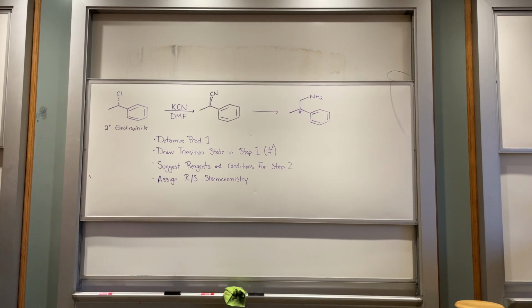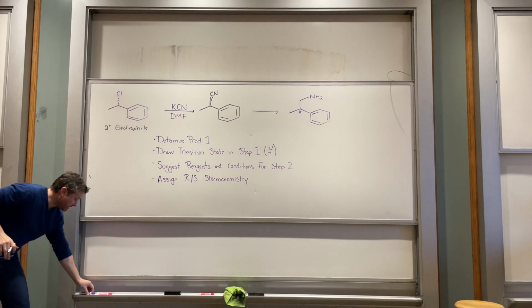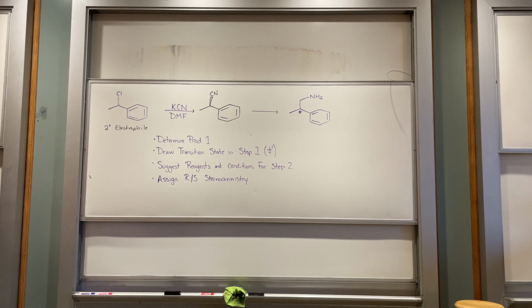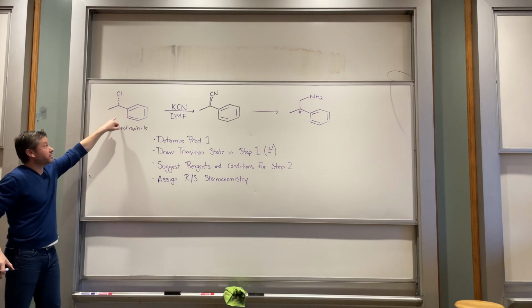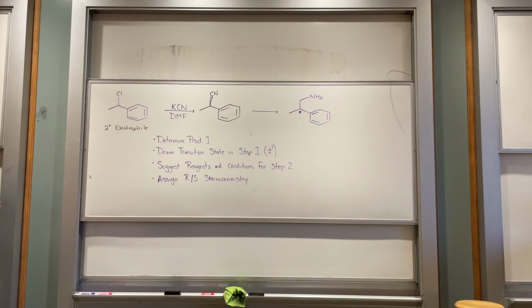So when we look at this reaction, we said it's a secondary electrophile, and we know that secondary electrophiles, particularly benzylic electrophiles, can undergo both SN1 and SN2 pathways, or proceed through SN1 and SN2 pathways when they undergo substitution. What do you think the major pathway is going to be here? What's the major mechanistic pathway that's going to follow here?